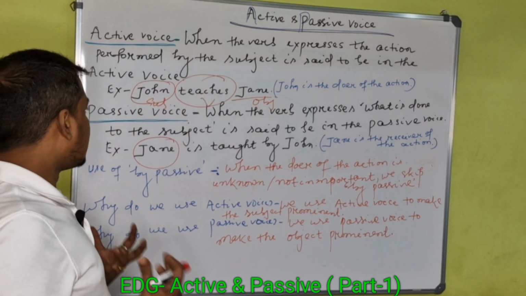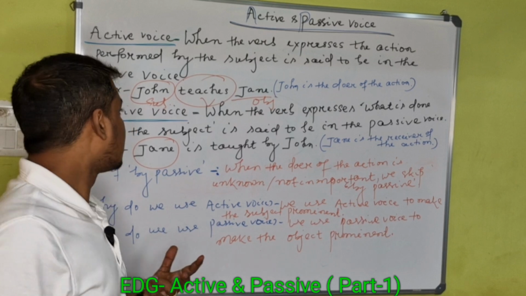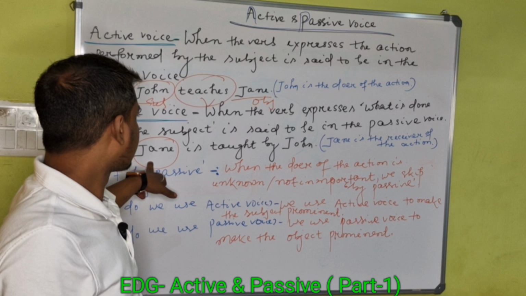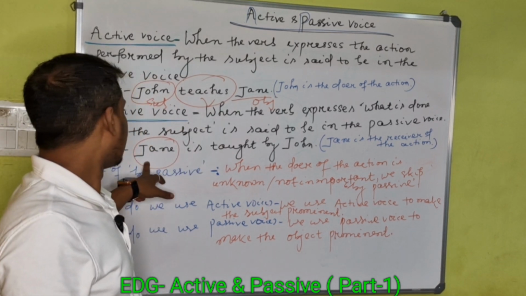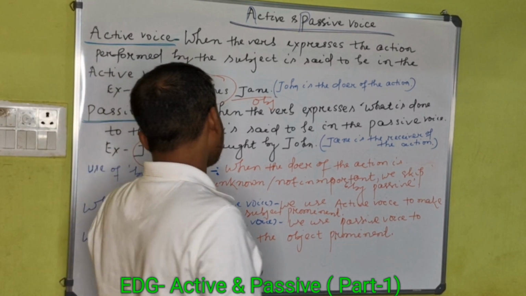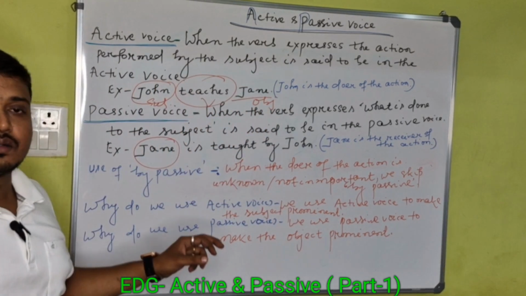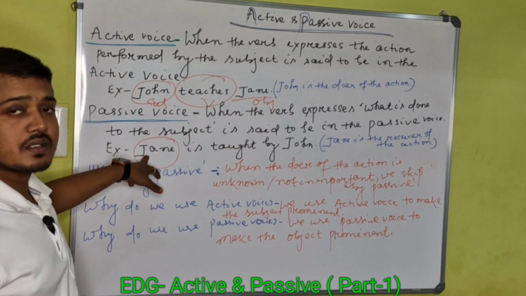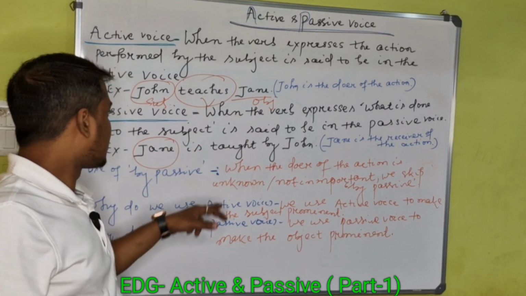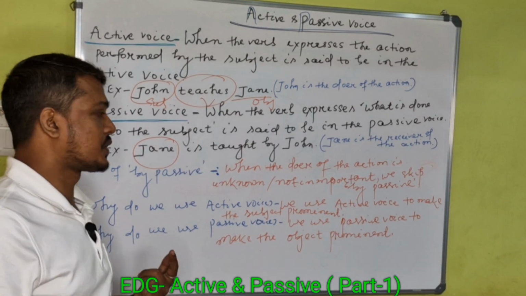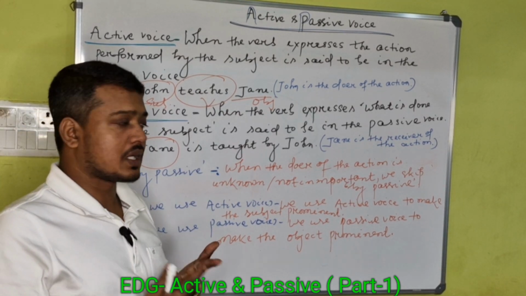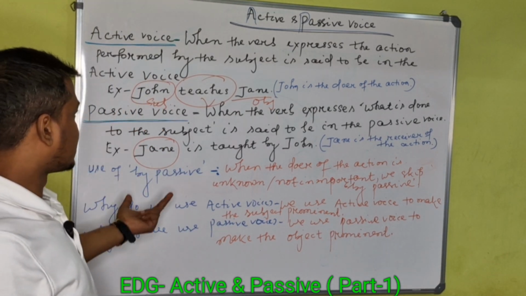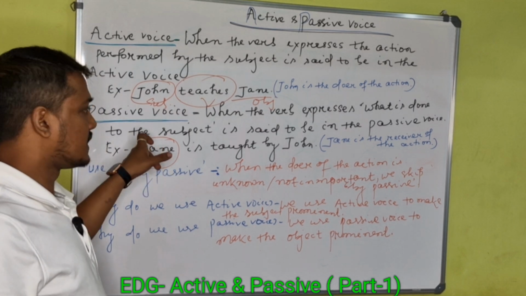Now, what is done to the subject? We know the object becomes the subject in passive voice. So this Jane, which was an object over there, became the subject over here. It was an object, but now it is a subject. So Jane is taught by John. Jane receives the action. Jane is the receiver of the action performed by the subject John. So the verb expresses what is done to the subject, and it is in the passive voice.